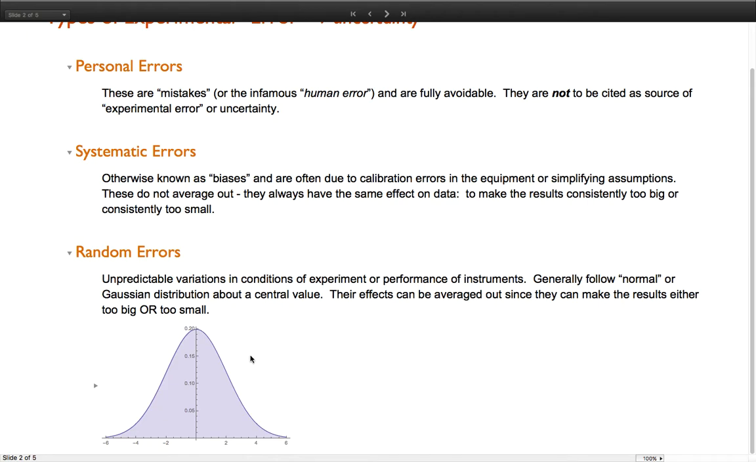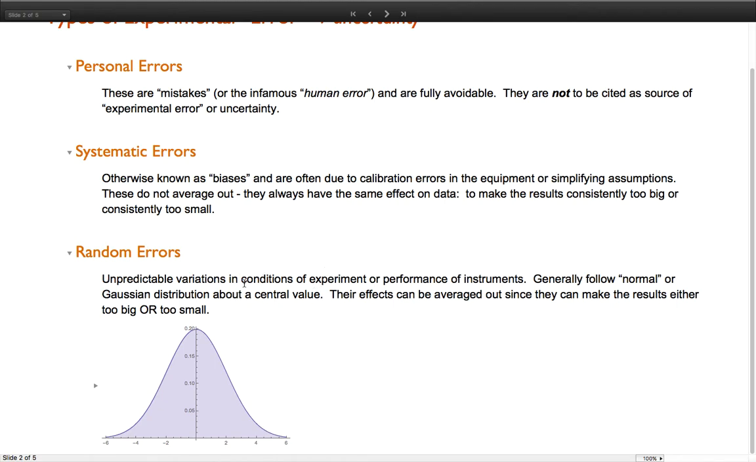This is the kind of error that if you make multiple measurements, you can reduce its effect. Because if I make only two measurements, I may have two measurements that coincidentally both happen to be too big, and they can't average out. On the other hand, if I make 1,000 measurements, chances are 500 of them, more or less, will be too big, and 500 will be too small, and the effects will average out, and I'll get a much better estimate as to the mean value.